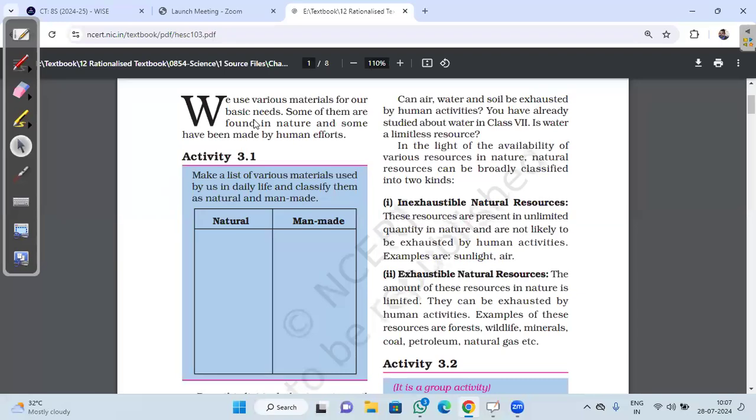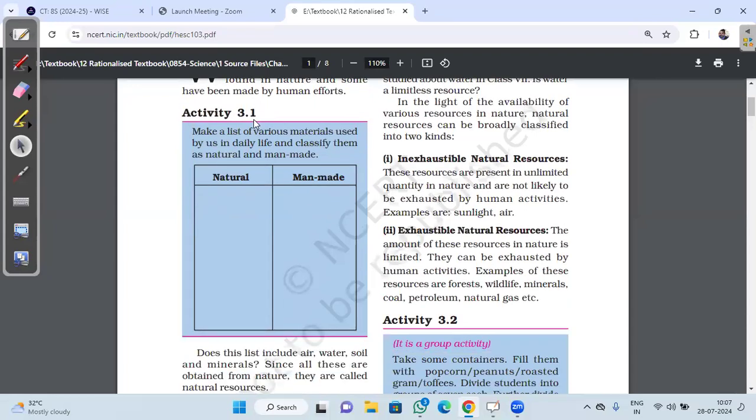Whereas there are certain resources which are present in limited quantity and whose process of recycling or manufacturing is very slow. Such resources are exhaustible resources. The amount of these resources in nature is limited, and they can be exhausted by human activities. For example, forest, wildlife, coal, petroleum, natural gas: all these are exhaustible natural resources. Can you think of any other exhaustible natural resource?